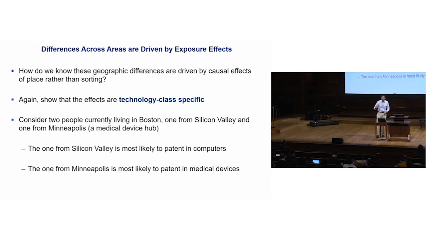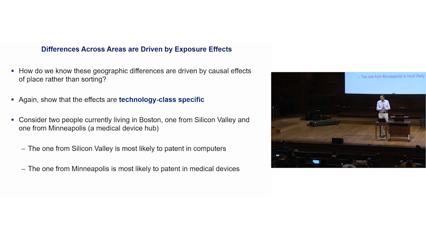And so what I want to come to now is: what does this teach us about the mechanism? How do we know that these geographic differences I've been showing you are driven by the causal effects of place rather than just sorting? Maybe the kids in Silicon Valley have higher patent rates because they're just different types of families relative to the families living elsewhere in America. And so again, we can use this technology class approach to get at that.